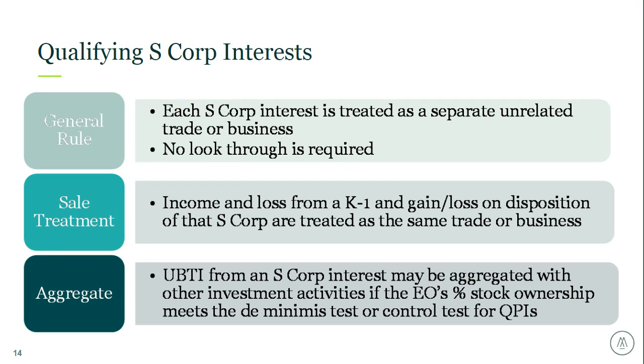When it comes to S corporation interests, you may aggregate your S corporation interests with your other QPIs if it also meets the same de minimis and significant participation test. So otherwise, it would be a separate UBI activity. For S corporations, you don't have to do the look-through test, and income and loss from a K1 and gain and loss on disposition of that S corp can be treated as one UBI activity.